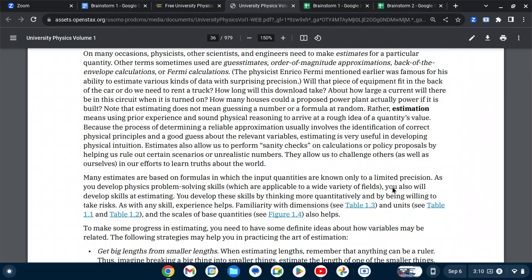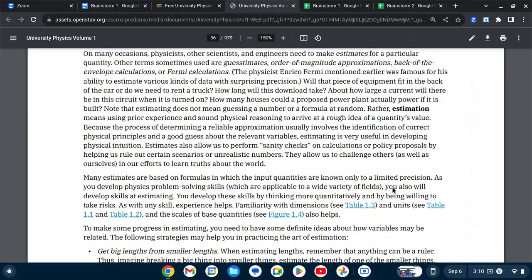Will that piece of equipment fit in the back of the car, or do we need to rent a truck? How long will this download take? And about how large a current will there be in this circuit when it is turned on? How many houses could a proposed power plant actually power if it is built? Note that estimating does not mean guessing a number or a formula at random. Rather, estimation means using prior experience and sound physical reasoning to arrive at a rough idea of a quantity's value.